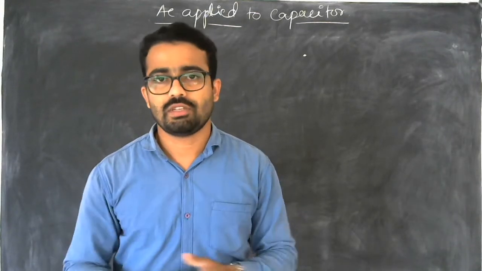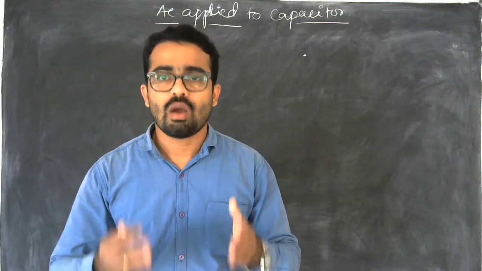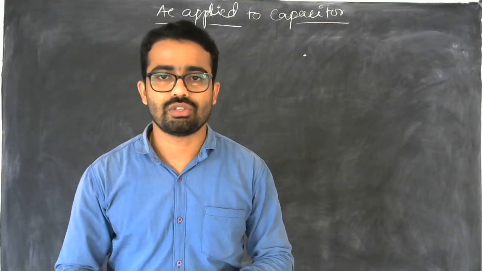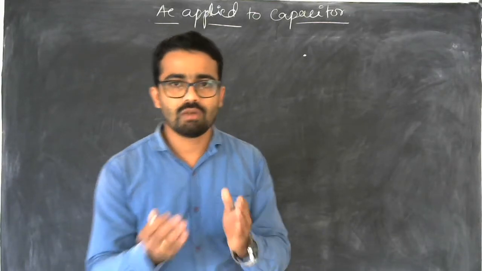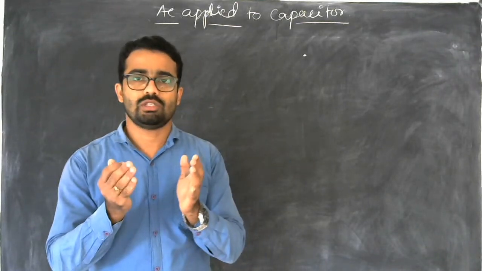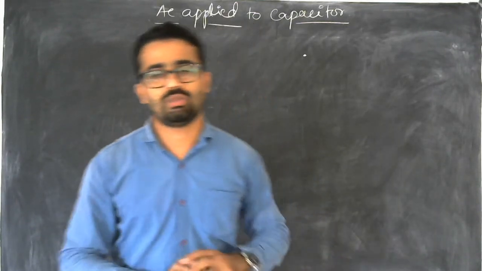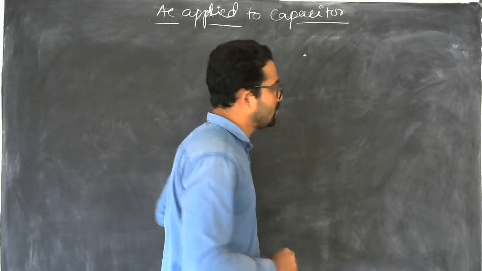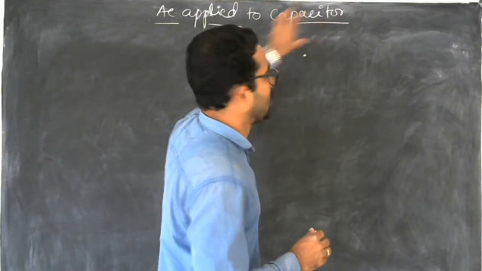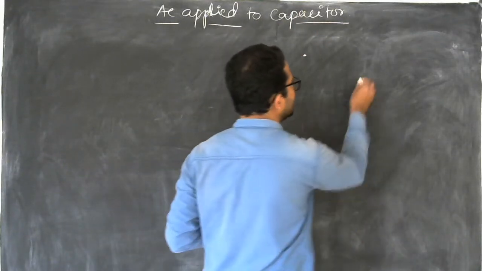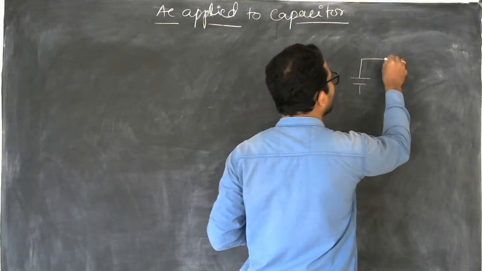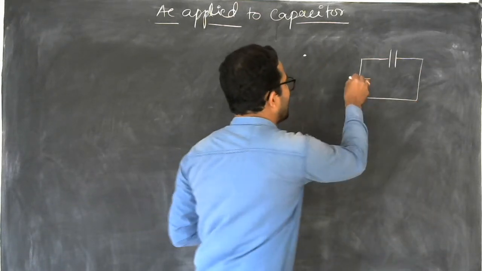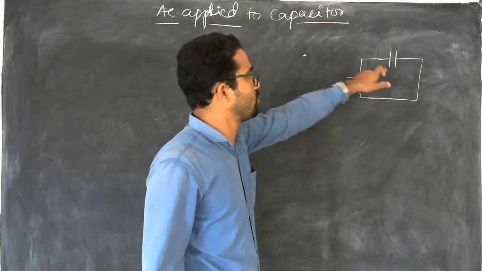These are all the things we have seen, but we have not seen how a capacitor behaves if it is connected in an AC circuit. So let me give a brief idea about this capacitor in AC and DC circuits. Let me take a simple diagram to explain the working of a capacitor in AC and DC. Let's take the DC case. Let's imagine we have connected a capacitor to a DC source.